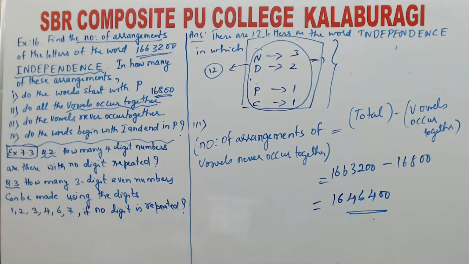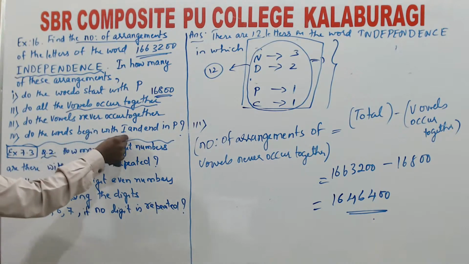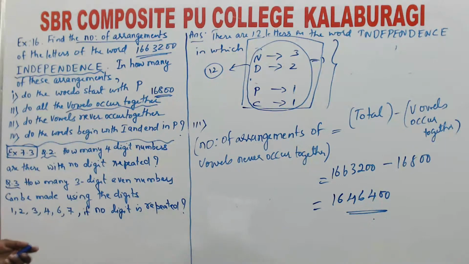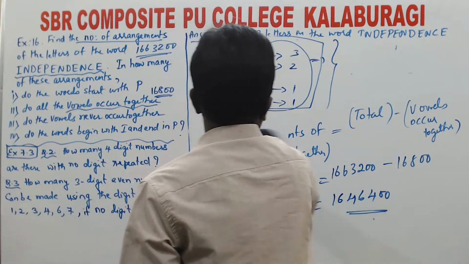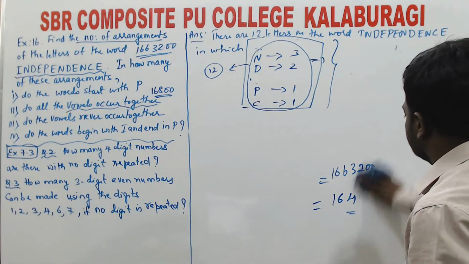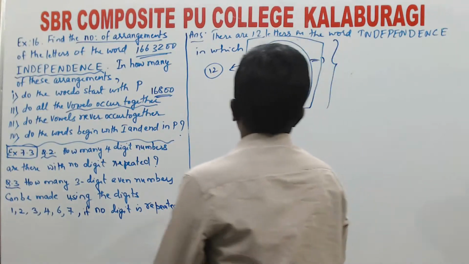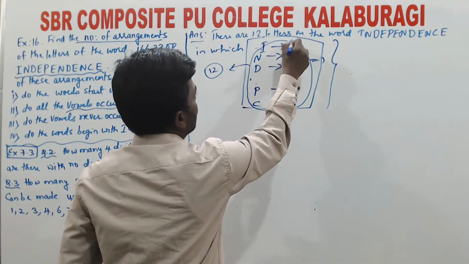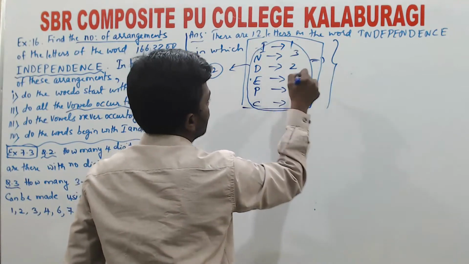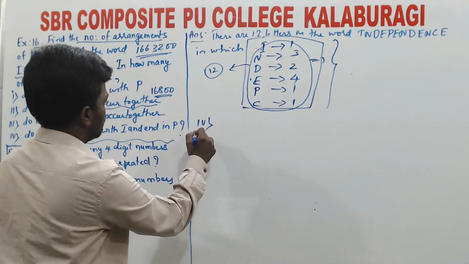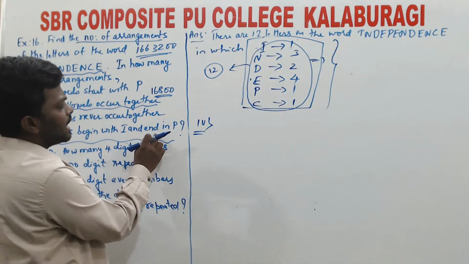The number of arrangements of vowels never occurring together is 1646400. Now the last condition. The fourth condition is: do the words begin with I and end in P? So it's beginning with I and ending in P. What we have erased here, I, 1, so E was appearing 4 times. So the fourth one: do the words begin with I and end in P?